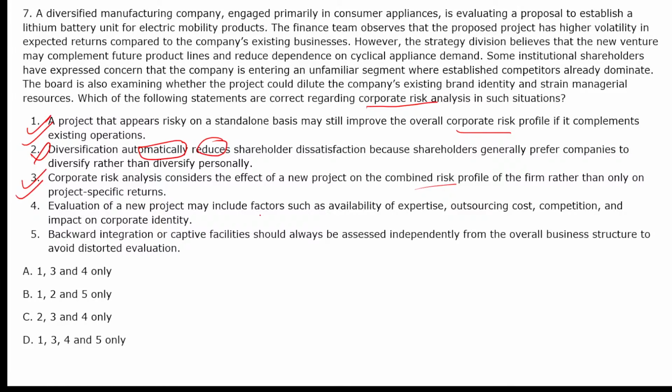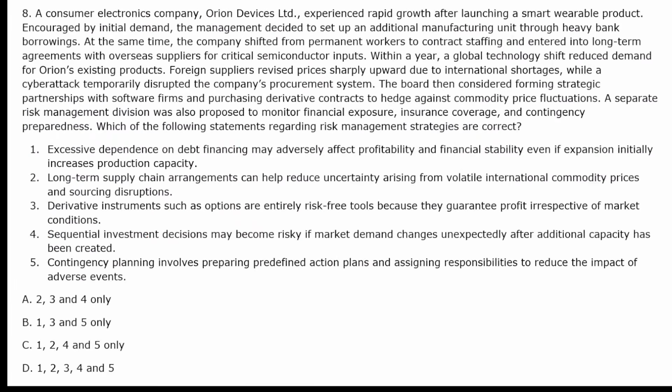Option 4: evaluation of a new project may include factors such as availability of expertise, outsourcing costs, competition. Correct. Option 5: backward integration or a captive facility should always be assessed independently from the overall business structure to avoid distorted evaluation. This is incorrect. They should not always be evaluated independently, because their strategic value is viewed in conjunction only. So this is wrong. 2 and 5 are wrong, so 1, 3 and 4 only are correct. That is the correct answer. Next.